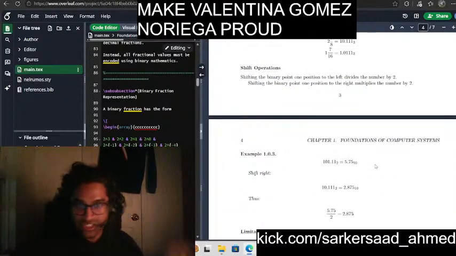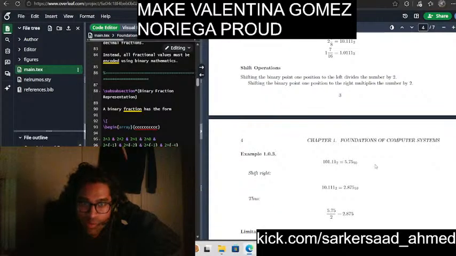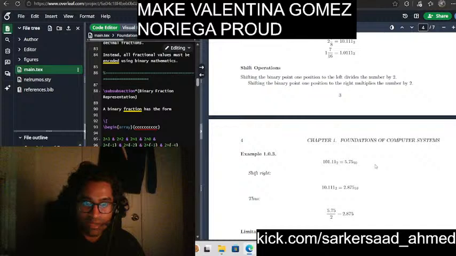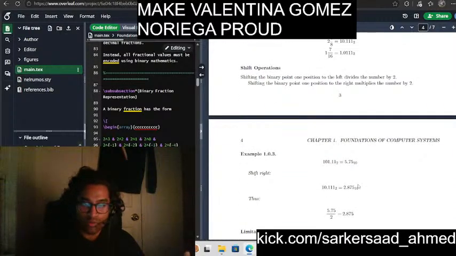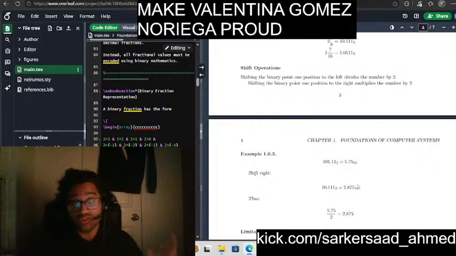And then the shift operation. Shifting the binary point one position to the left divides the number by 2. One position to the right multiplies by 2. So if I have 101.11, what I have to do is 1 times 2 to the power 2 plus 0 times 2 to the power 1 plus 1 times 2 to the power 0 plus 1 times 2 to the power minus 1 plus 1 times 2 to the power minus 2.